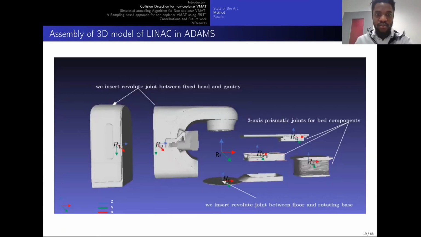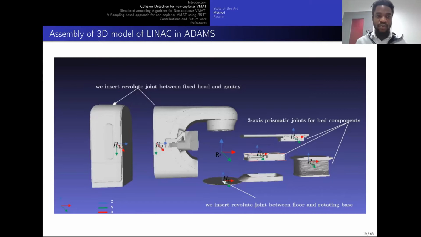So what we did is we have our LINAC equipment that is installed here in Brest. So it's a Varian TrueBeam. So we obtained the 3D model of this equipment, and using this 3D model, we assemble it in Adams. So we obtain the 3D model in different parts, which we can assemble with joints in Adams, and introduce collision measurement elements inside that can tell us if there's a collision between the bodies.